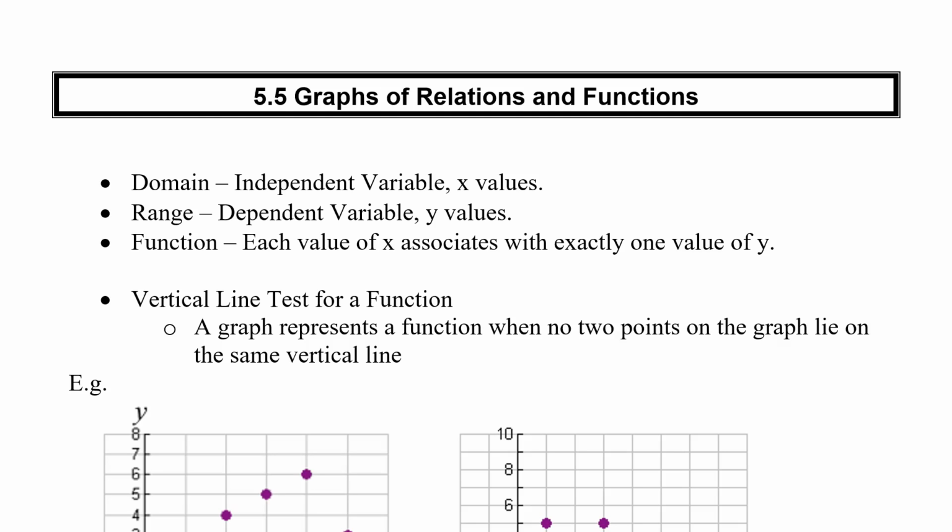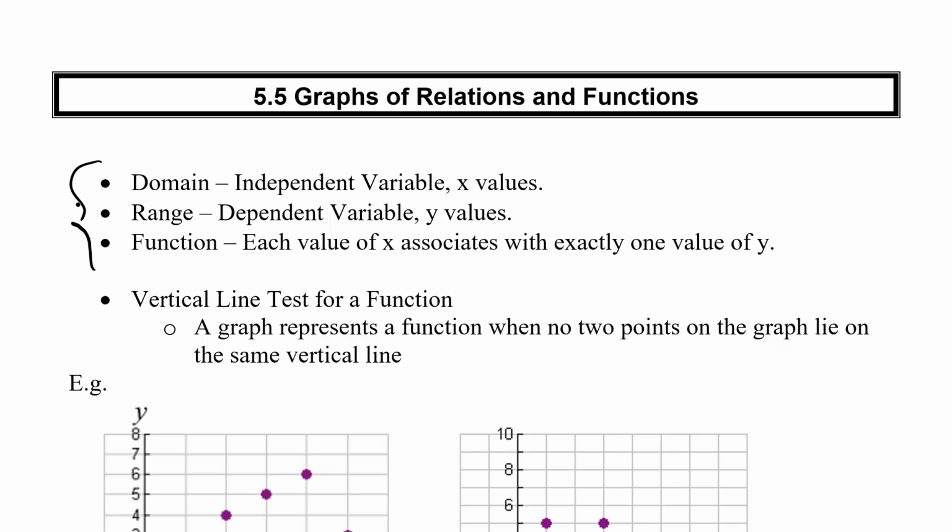So again, a quick reminder that the domain is what we call my independent variable. The information is found on the x-axis. The range is my dependent variable. And of course that information is found on the y-axis. And a function is simply when each value of the x is associated with exactly one value of the y. These three ideas were from our last lesson, just giving us a basis for today.